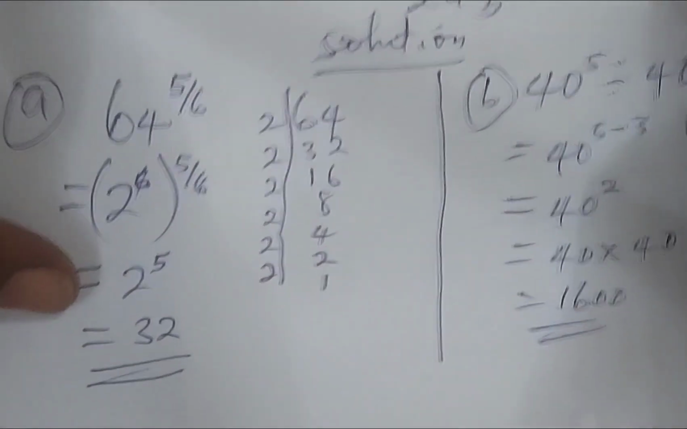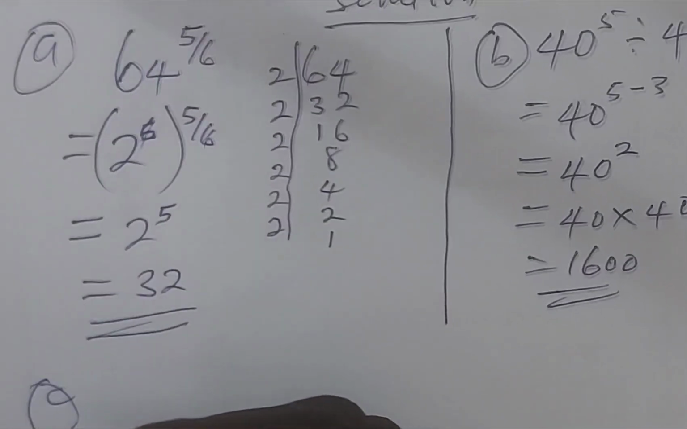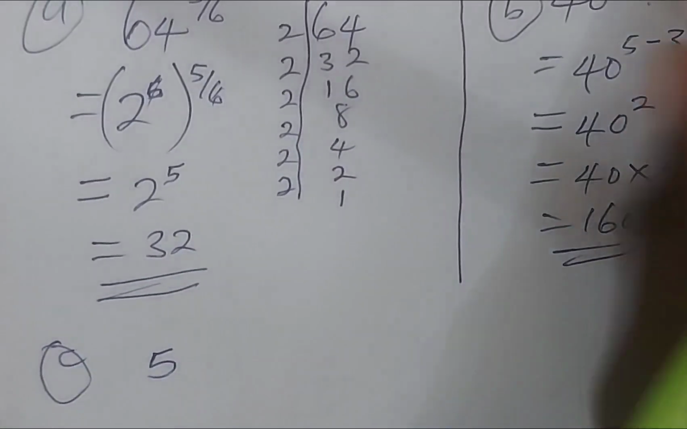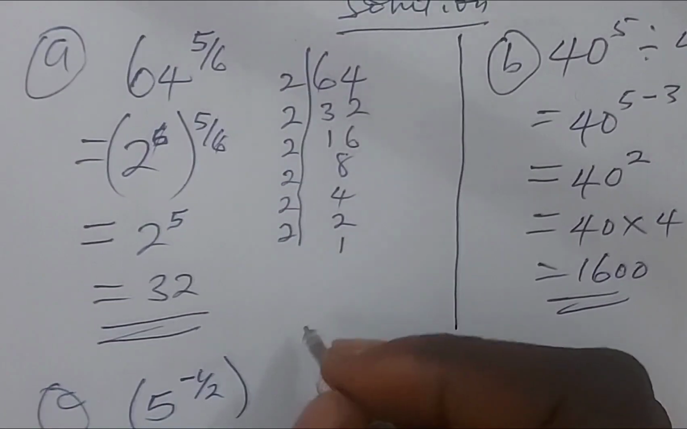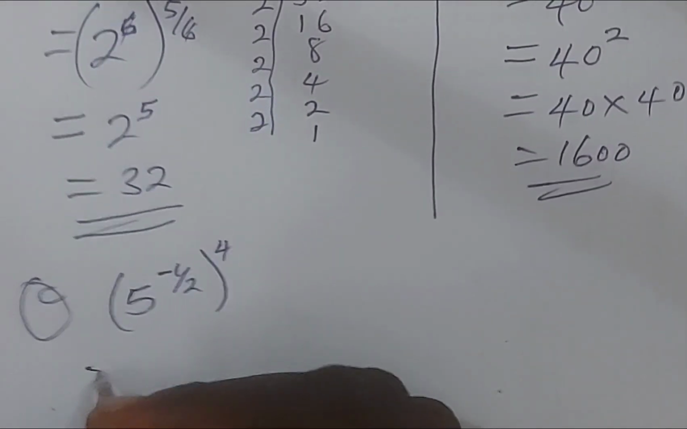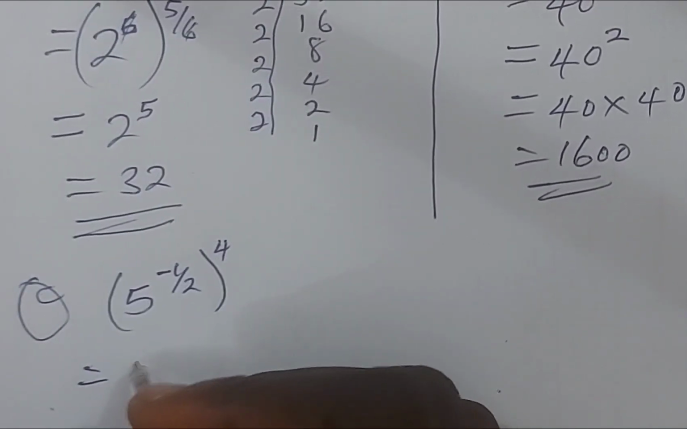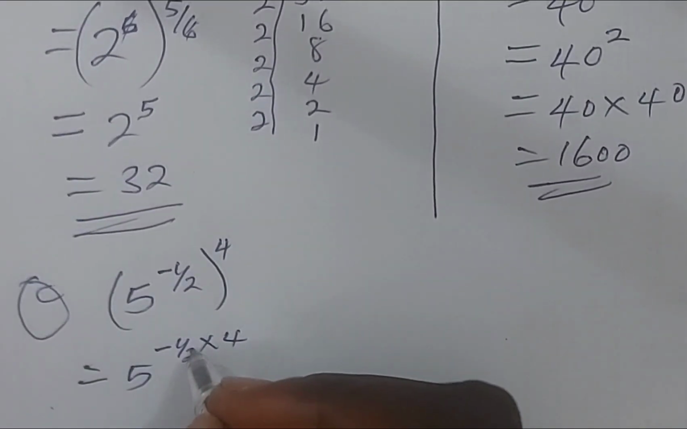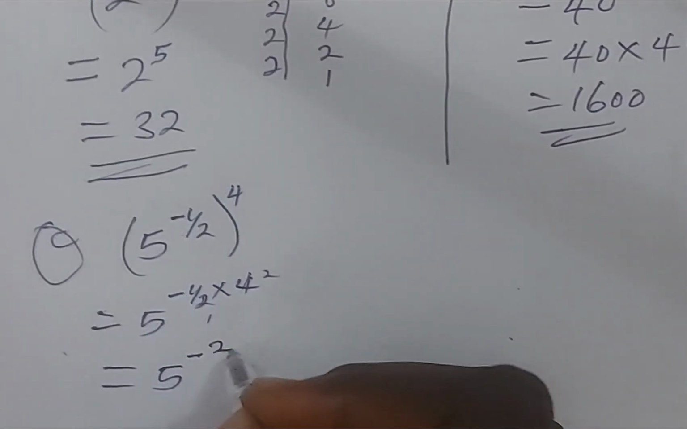Okay, let's move further to C. We have 5 raised to the power of minus half, all raised to the power of 4. So you open up the bracket, which will give you 5 raised to the power of minus half multiplied by 4. And you have 5 raised to the power of minus 2.